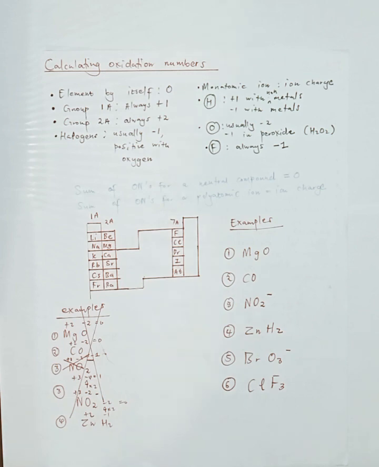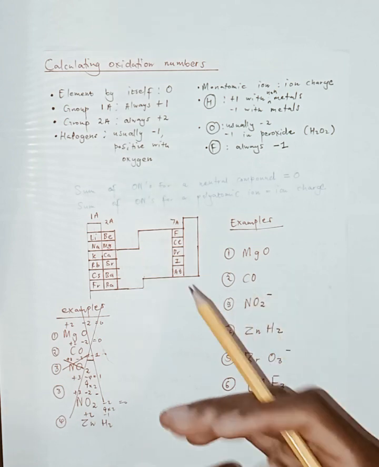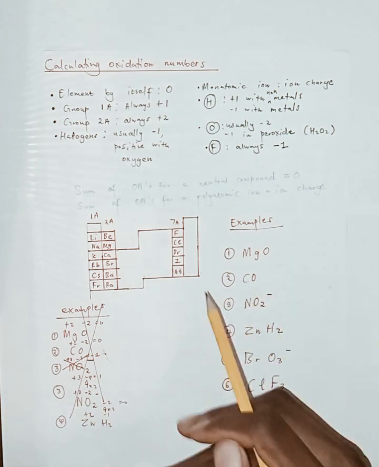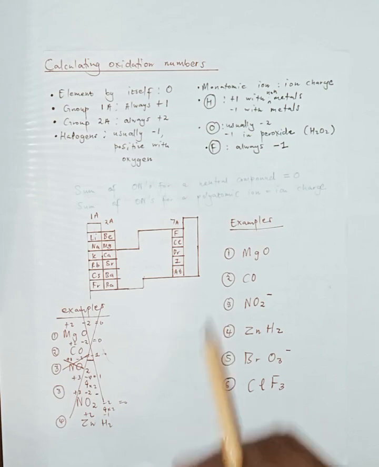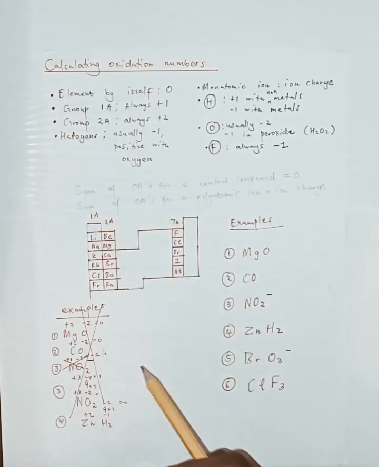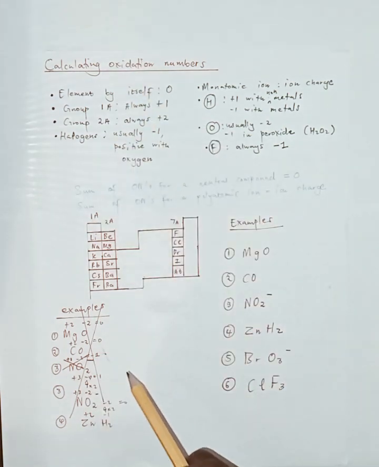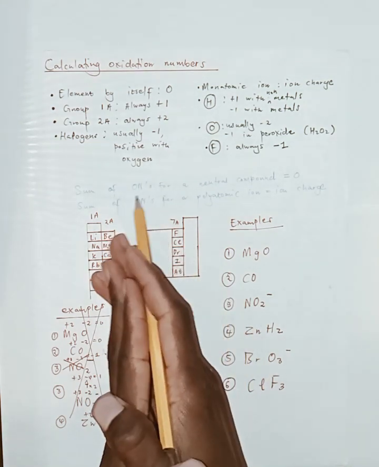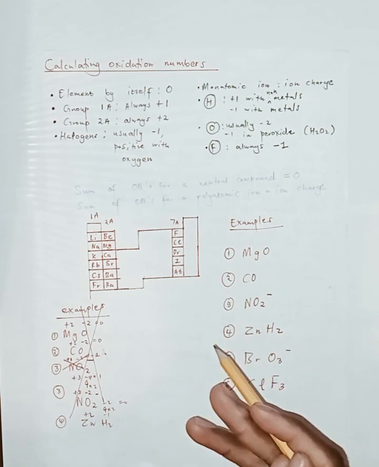O, which is oxygen, is usually negative 2, but it's negative 1 in peroxide, which is H2O2. And then F is always minus 1. So whenever you see F, just know that it's minus 1. Its oxidation number doesn't change, just like the ones from group 1 and group 2. Now the sum of oxidation numbers for a neutral compound is equal to 0.